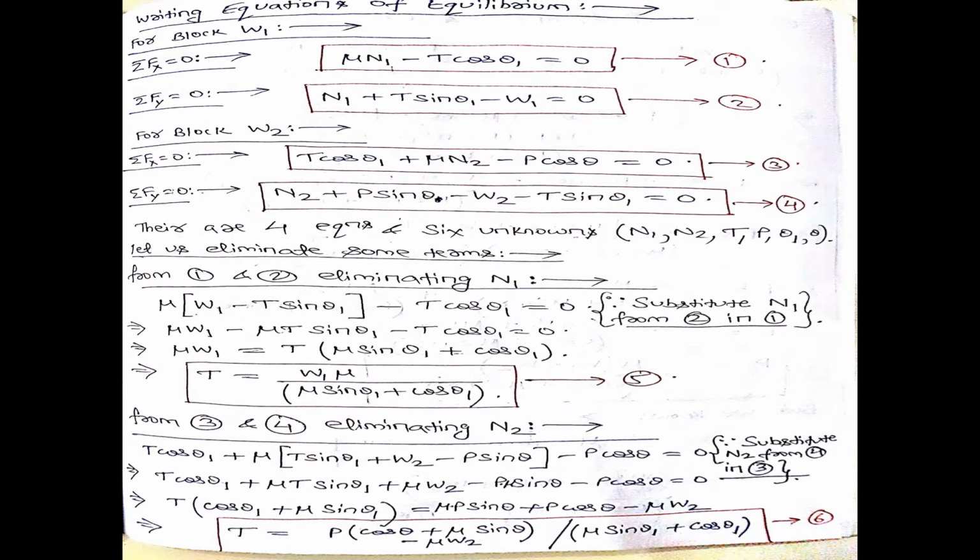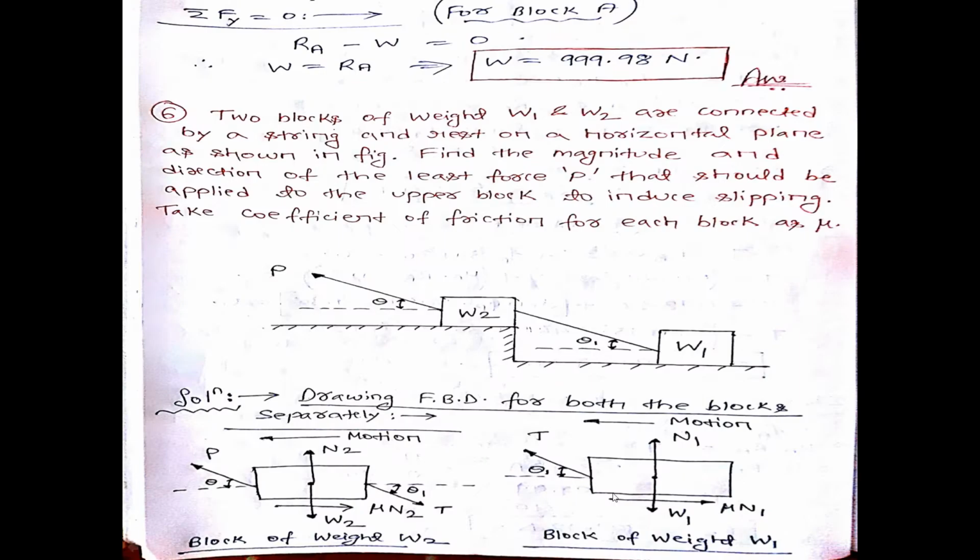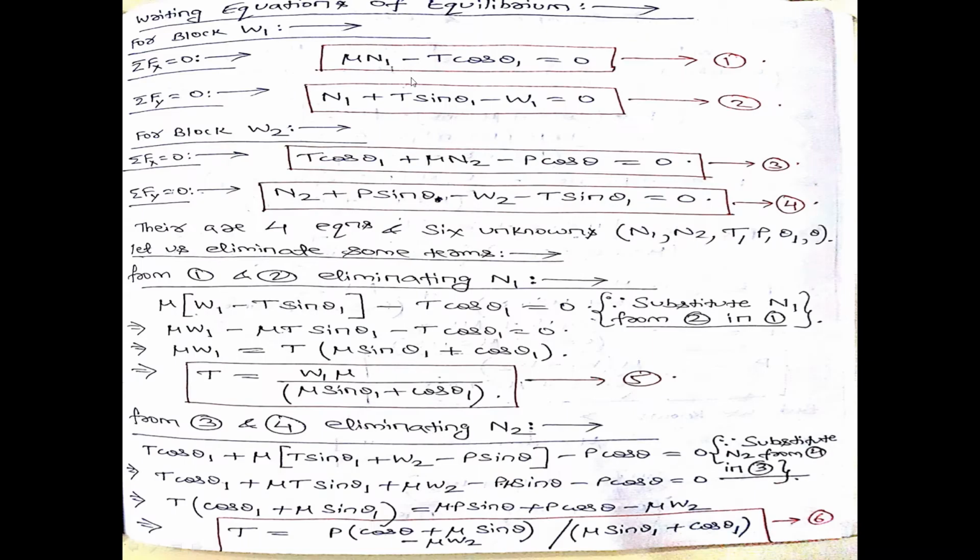Fine. So let us first write down the equations of equilibrium for the first block, and that too the summation of all the forces along the x direction is 0. If I see the free body diagram of the first block, along the x direction I can write minus T cos theta 1, plus mu N1 is equal to 0. That is, mu N1 minus T cos theta 1 is equal to 0, which is equation number 1.